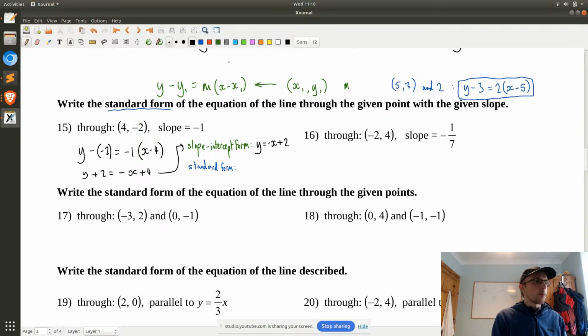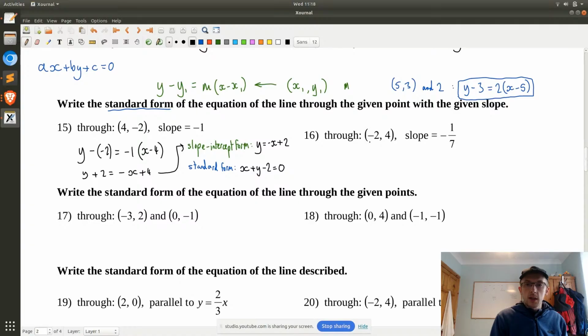Remember, that would have the form ax plus by plus c equals 0, where a, b, and c are all integers if you can make that the case. Okay? So, for this one here, making this into standard form, add x to both sides, and then take away 2 from both sides. So it becomes x add y take 2 equals 0, just there like that.